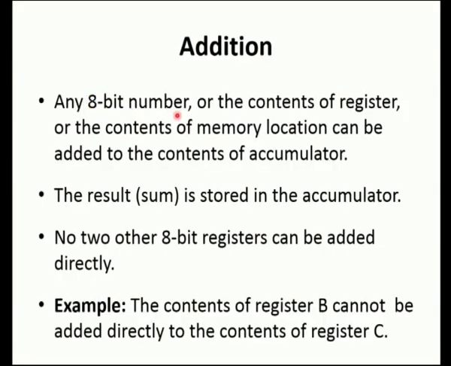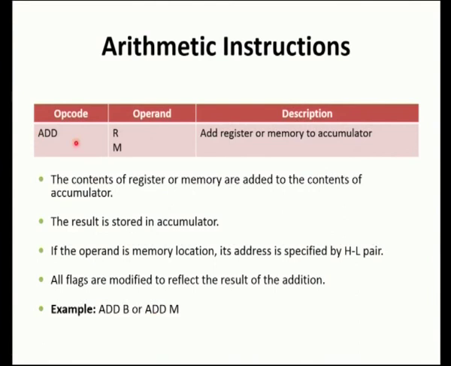Any 8-bit number, the content of a register, or the content of a memory location can be added to the content of the accumulator. The result is stored in the accumulator. No two 8-bit registers can be added directly. With the help of the accumulator only we can do it, that is, ADD B, C is not possible. This is the instruction format for addition, ADD register.